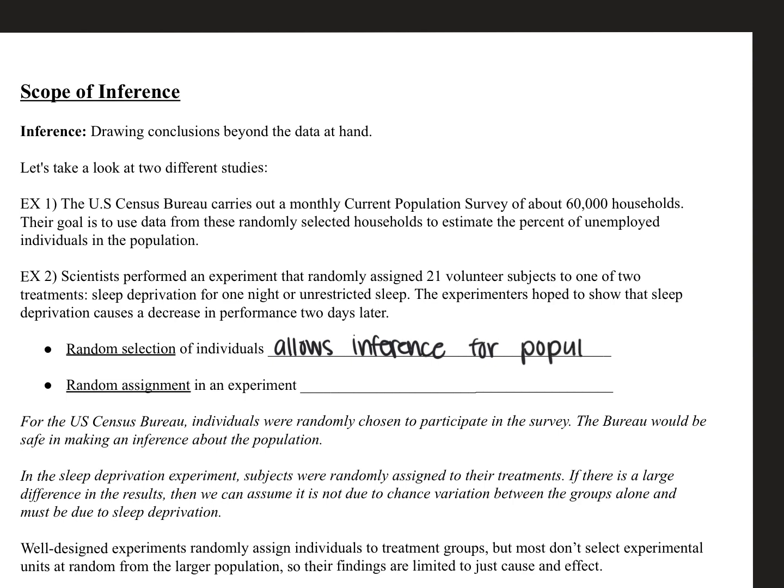So our first example with the Census Bureau, since individuals are randomly chosen to participate in the survey, they can make an inference about the population based on those results. Whereas if you have random assignment in an experiment, that allows inference for cause and effect.